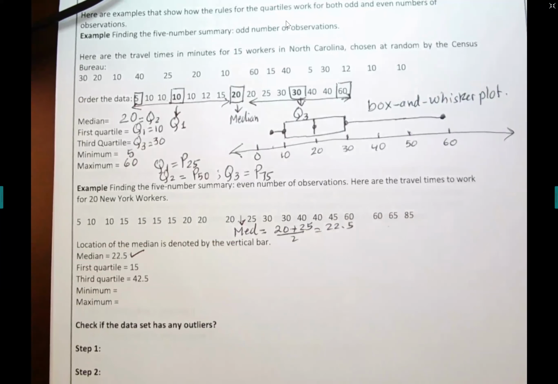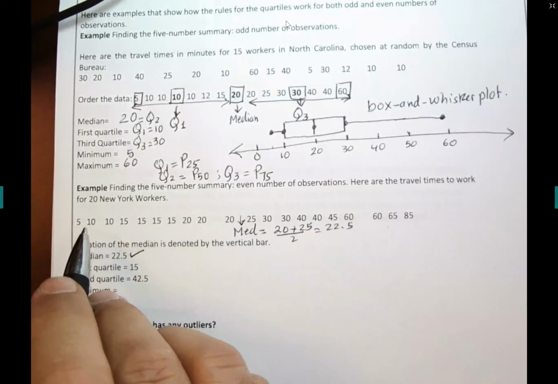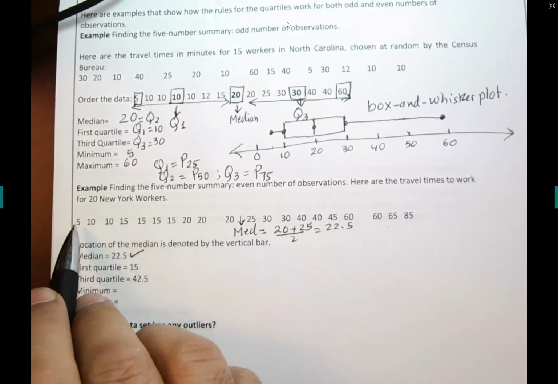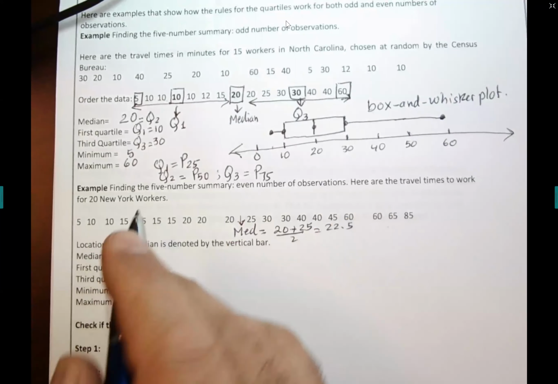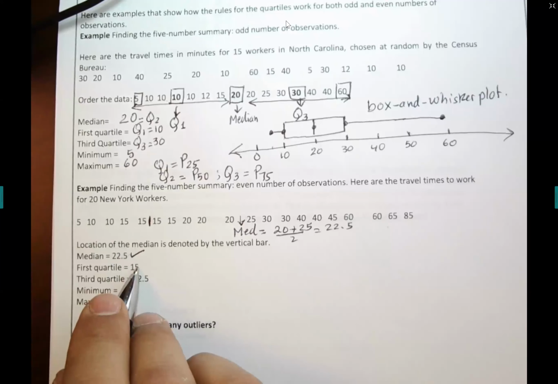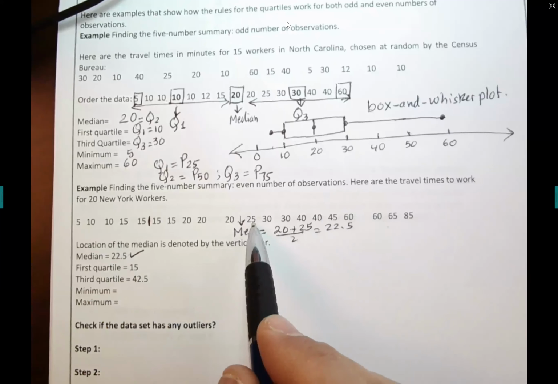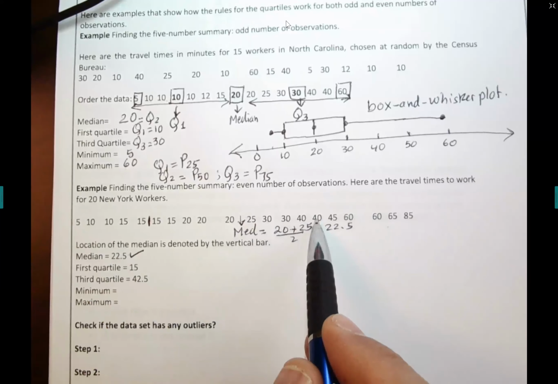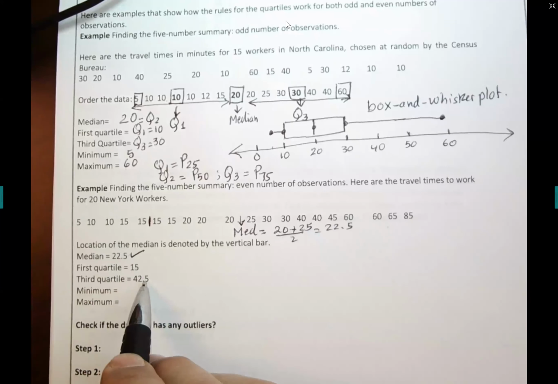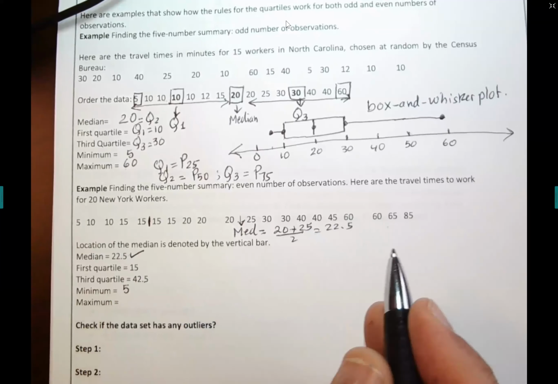First quartile, Q1. It's the middle of the first half of the data set. Well, I have 10 values. The middle will be between the 5th and the 6th. 1, 2, 3, 4, 5, 6. It's right here. So it's 15. The third quartile is also between the 5th and 6th of the second half. 1, 2, 3, 4, 5, 6. Between 40 and 45, halfway through, it's 42.5. The minimum is 5, and the maximum is 85.